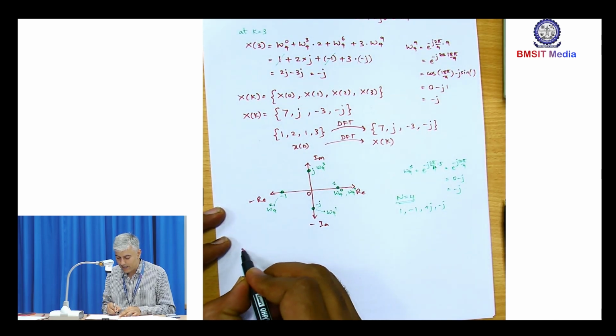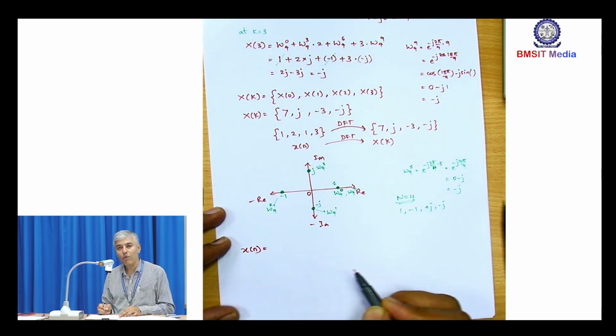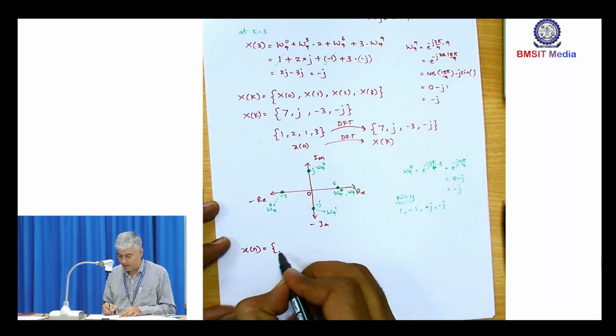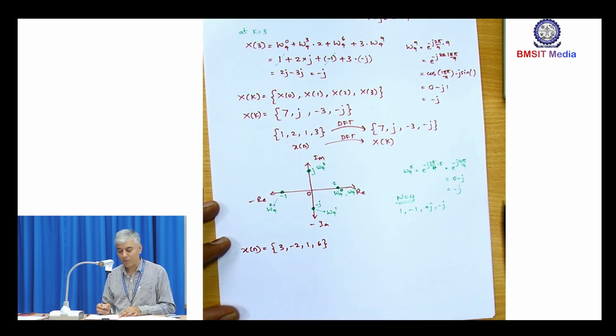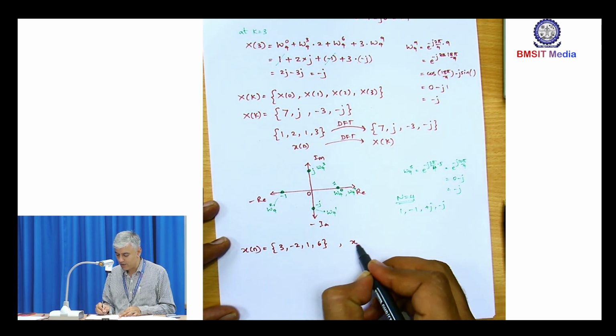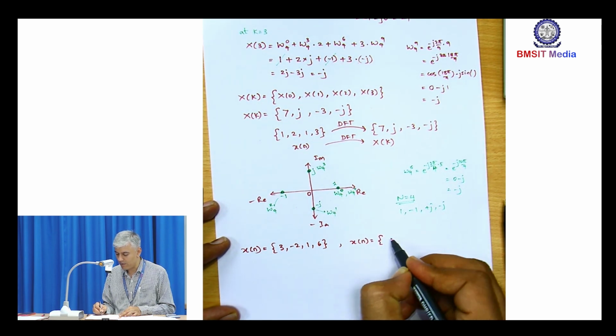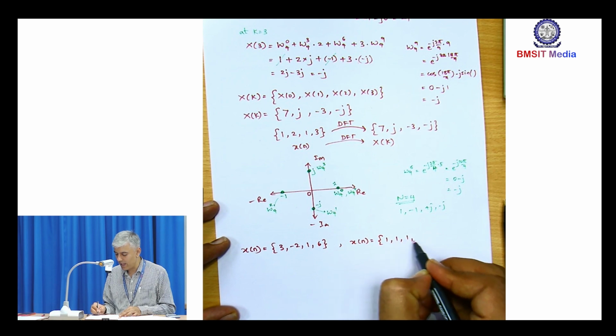I encourage you to take up other signals. You can try the Fourier transform of the following signals x of n. The question can be: obtain the 4-point DFT of the following signals. x of n is, say, 3, minus 2, 1, 6. Try out the Fourier transform of this. And x of n equal to 1, 1, 1 and 1.